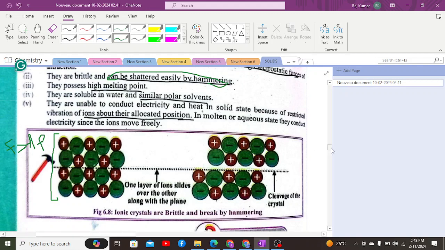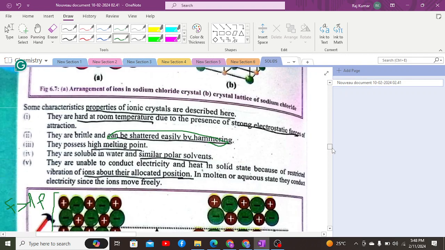As a result, when this bond, this physical force of attraction, is broken, it causes these layers to separate, as in the case of sodium chloride. Moreover, ionic solids possess a higher melting point, they are soluble in water and similar polar solvents, and they are unable to conduct electricity and heat in the solid state, but in aqueous solution they are able to conduct electricity because their ions are able to move freely.